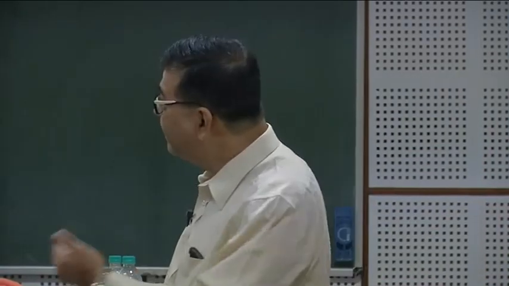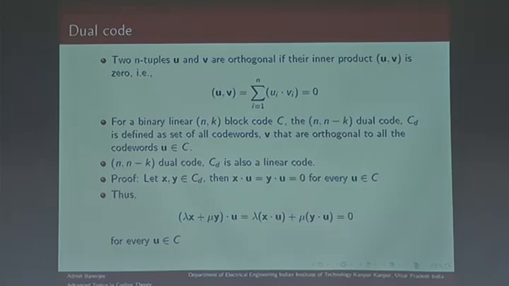That is why I put up this dual code before I discuss various types of codes, because sometimes it is easier to work with the dual code than the actual code, if you are asked to find the weight distribution of the code, or if you want to do decoding. That is why the dual code is of interest to us. Here I have shown that a linear combination of x and y is also a valid dual code word, so the (n, n minus k) dual code is a linear code.